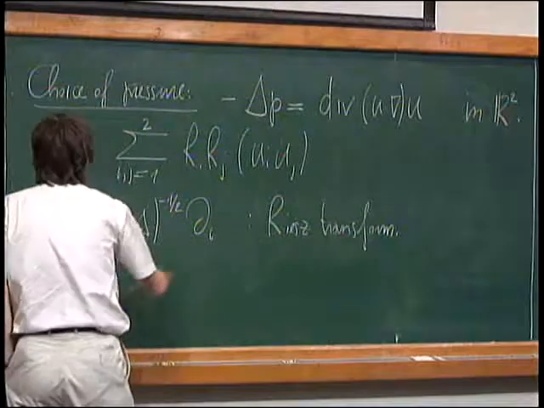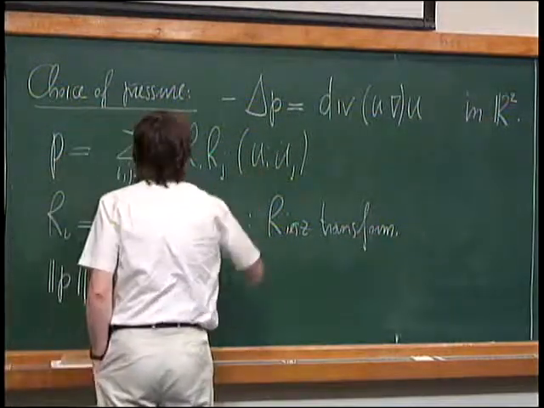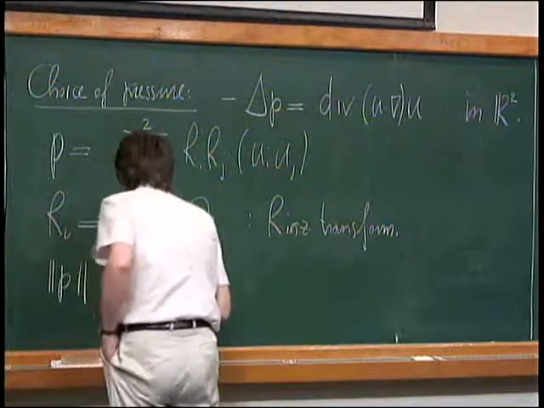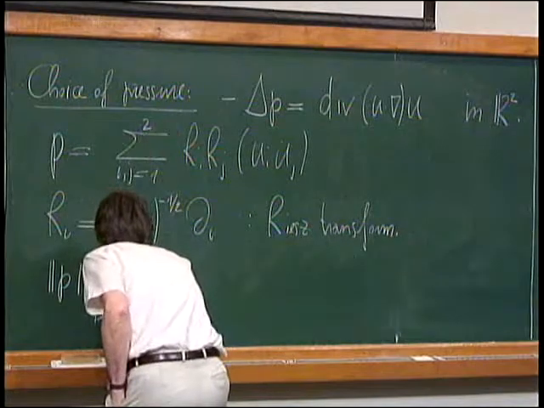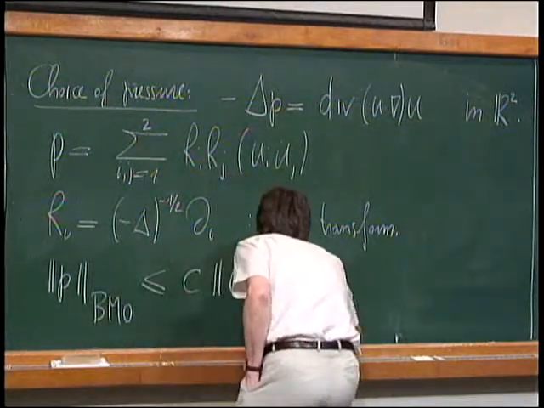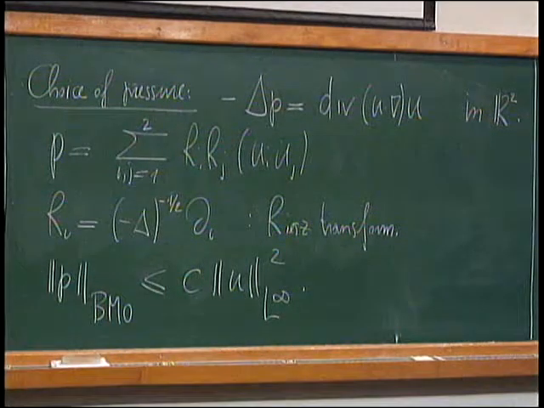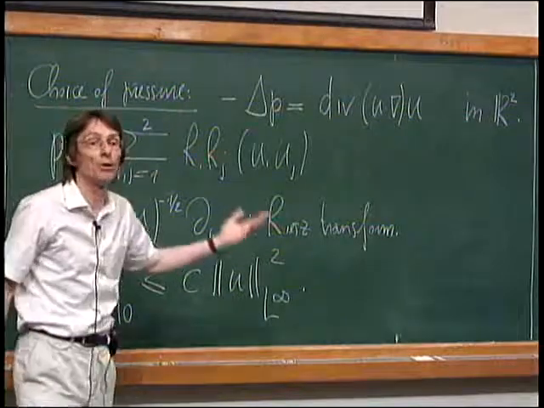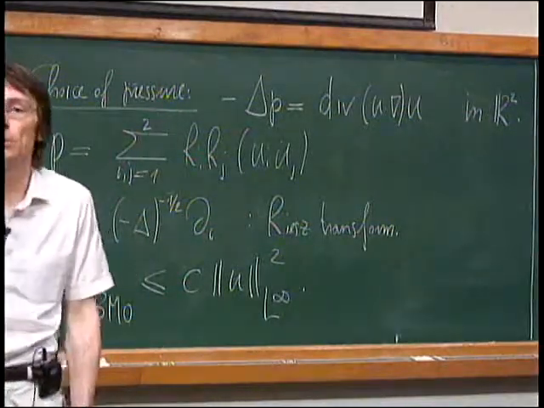So in particular, what you can show is that the pressure P, if U is in L infinity, is not necessarily in L infinity, but it's bounded in the space BMO by a constant times the norm of U in L infinity squared. So this is the best you can do in general. So I don't know if we can choose the pressure to be bounded. It could grow logarithmically maybe at infinity, but not worse than that.